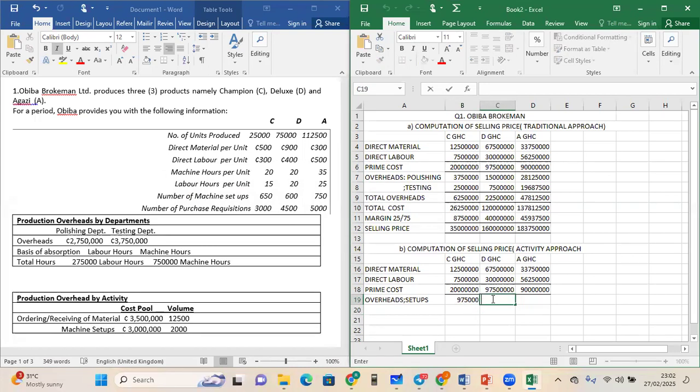And the next one is going to be the same 1,500 we computed times this 600 we are seeing here. The next one is going to be the same 1,500 we computed times this 750 we are seeing. This is what we get for setup. Now, you can do the same thing too. You can pause the video and do the other one so that you compare.